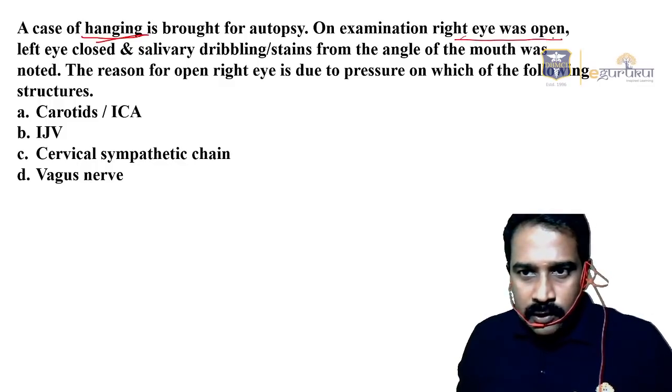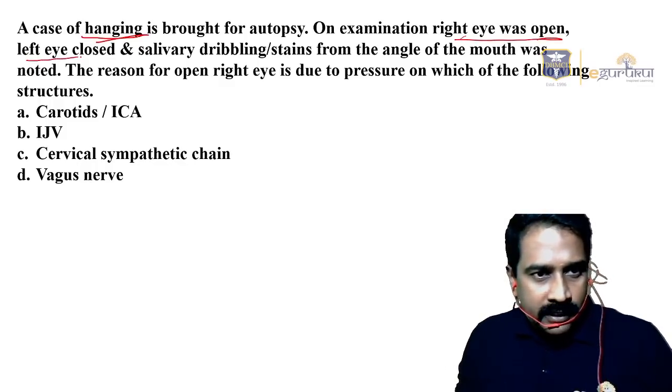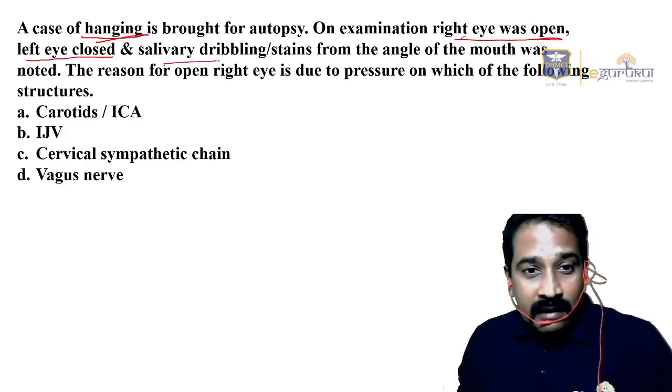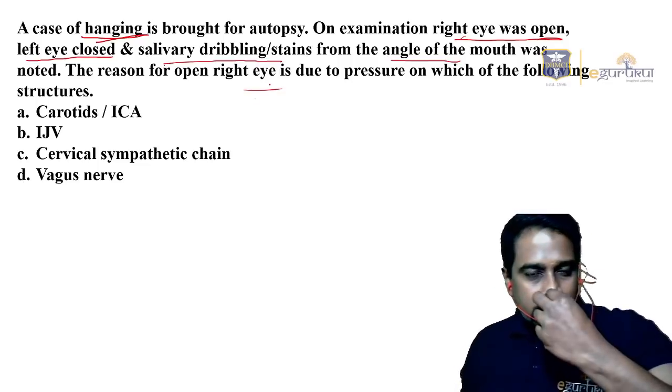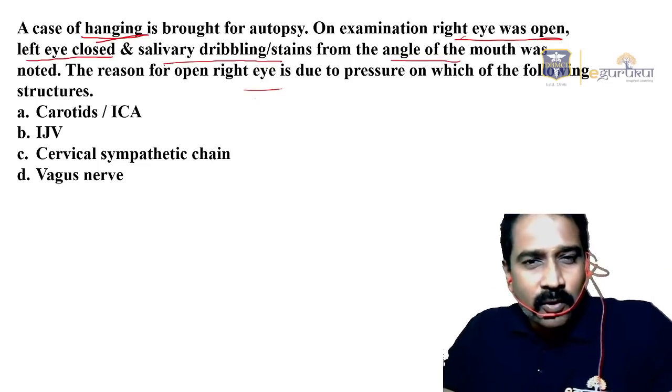Second, the right eye was open. Third point, the left eye was closed. There was salivary dribbling from the angle of the mouth. Okay, what is the reason for this? So what exactly do you call this?